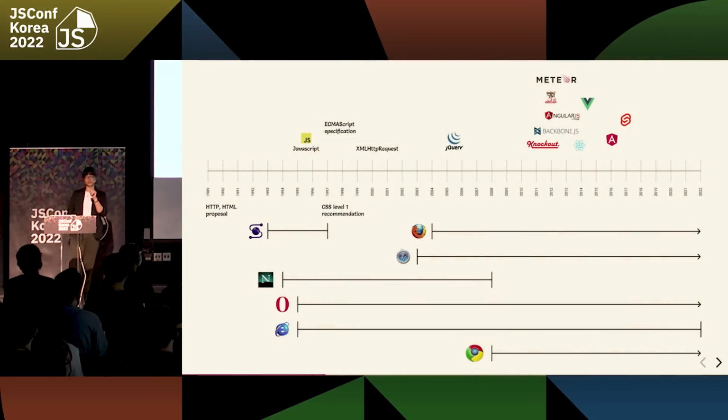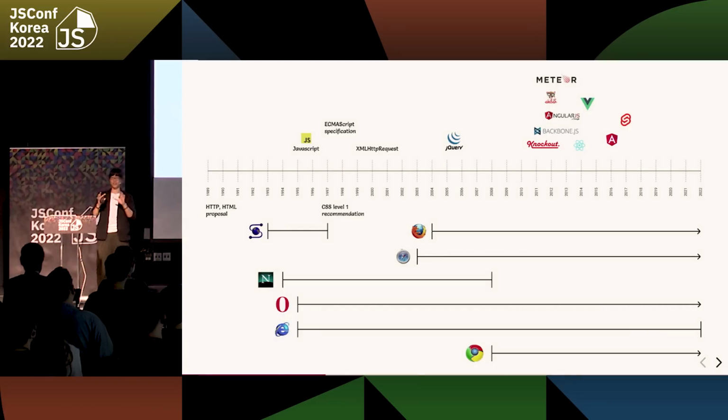JavaScript was introduced in '95, and a few years later, the concept of AJAX, which stands for Asynchronous JavaScript and XML, started to take off because it allowed content to be updated dynamically without reloading the entire page. And this is what single-page applications, or SPAs, are built upon.